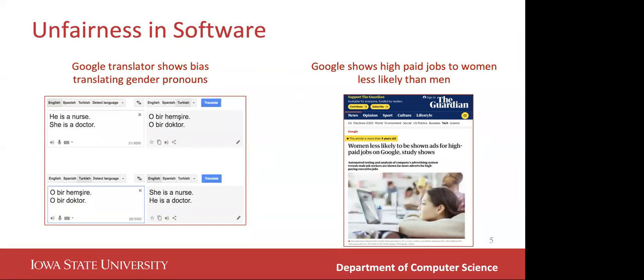In the example on the right, the Guardian reported that Google discriminated in showing job advertisements to men and women. They did an experiment which showed that high-paid job advertisements were shown to men 1800 times, while the same job advertisement was shown to women only 300 times. So it's 6 times more to men than women. This is another discrimination.